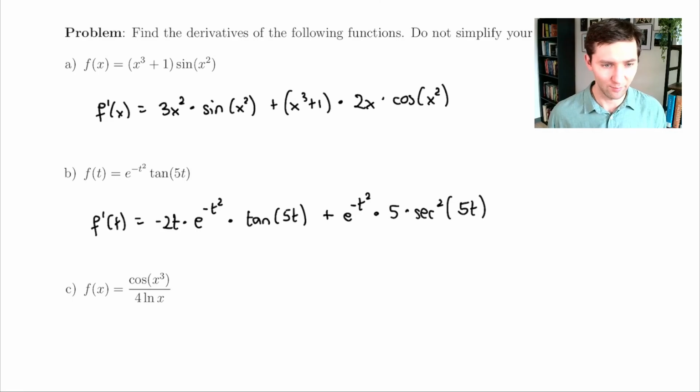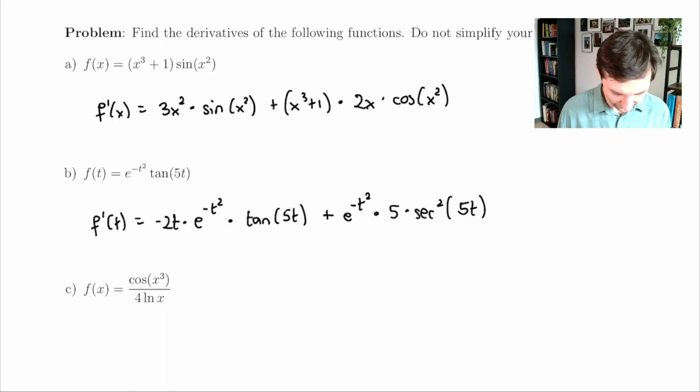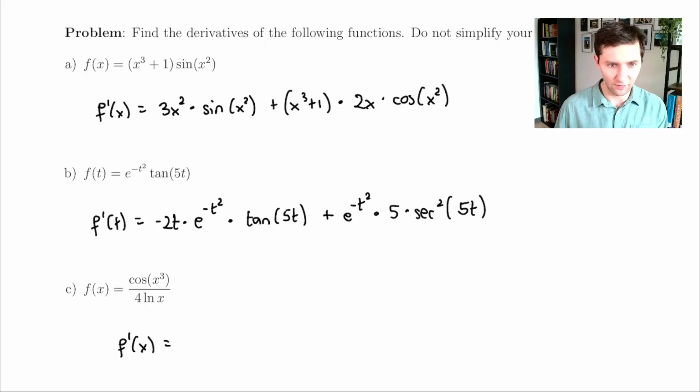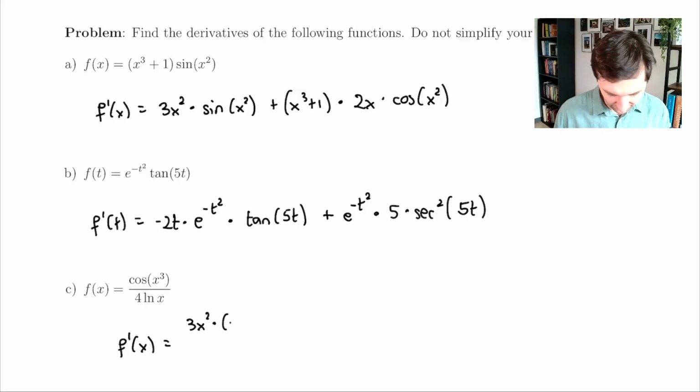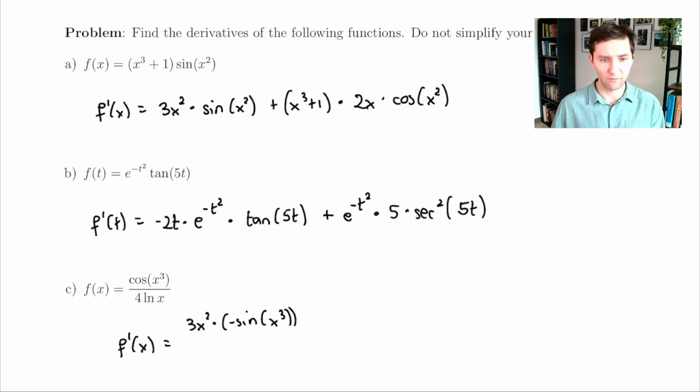In the third example, I have to apply the quotient rule. I have a function divided by a function. While taking the derivative of the top, I will have to use the chain rule. And I get f prime of x equals the derivative of the top, which will require the chain rule, 3x squared times negative sine of x to the third power. This is the derivative of the top.